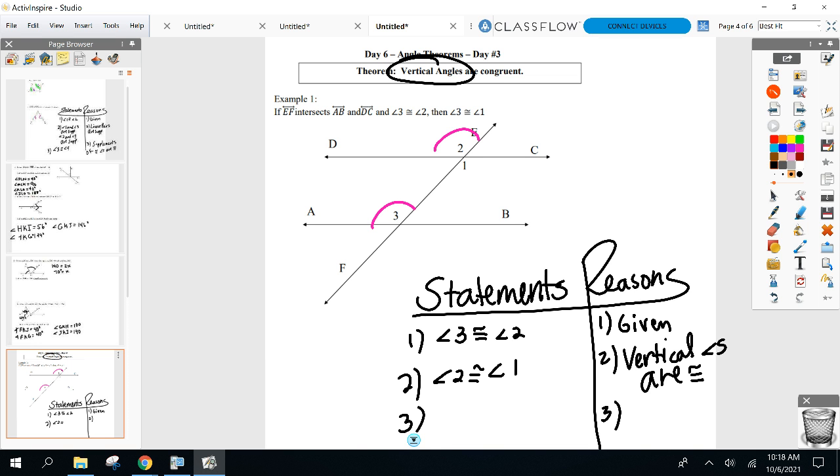Cal, what do you got? You have to use substitution. To say what? Angle 3 is congruent to angle 1. Does this make sense that if 3 and 1 are both congruent to the same angle, they should be congruent to each other? And that's another way of saying substitution. 3 is congruent to 1 because of this little thing we have called substitution.